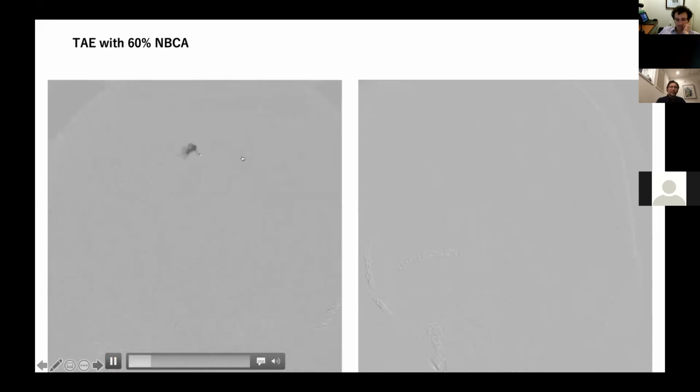We used 60% NBCA. It's probably safer to have a more concentrated NBCA, but as you can see, it was quite a high flow. We tried to lower the blood pressure as much as possible, and we got reflux into another arterial pedicle. So this is probably the shunted area. I think this is good enough.